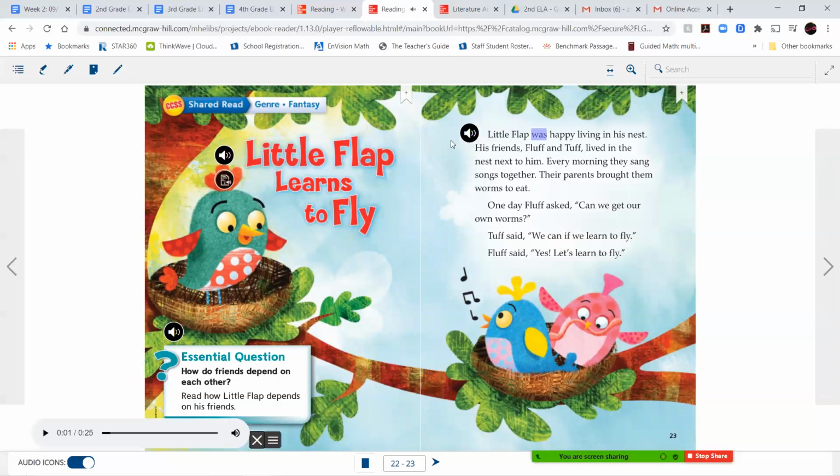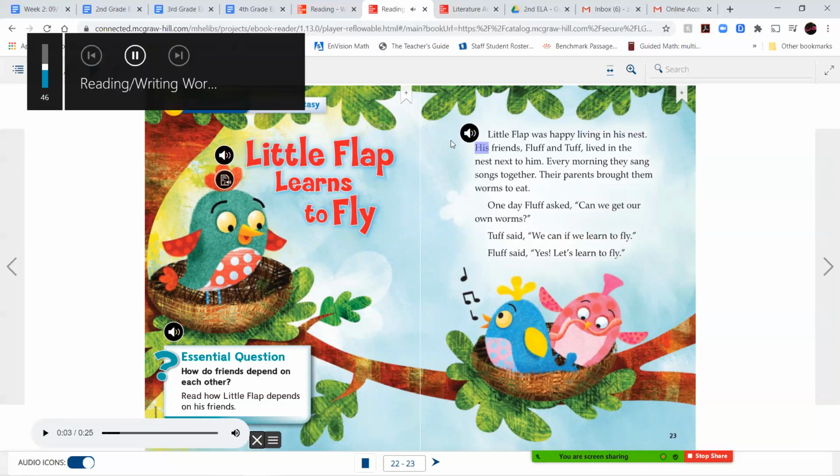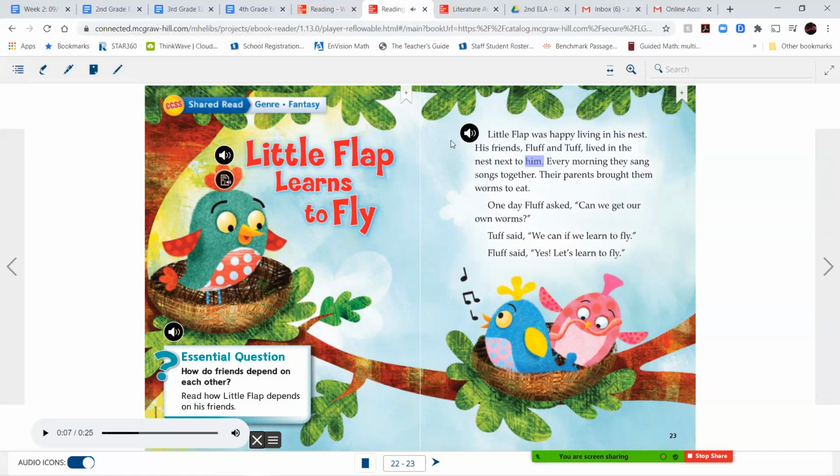Little Flap was happy living in his nest. His friends, Fluff and Tuff, lived in the nest next to him. Every morning they sang songs together. Their parents brought them worms to eat. One day, Fluff asked, "Can we get our own worms?" Tuff said, "We can if we learn to fly." Fluff said, "Yes, let's learn to fly."